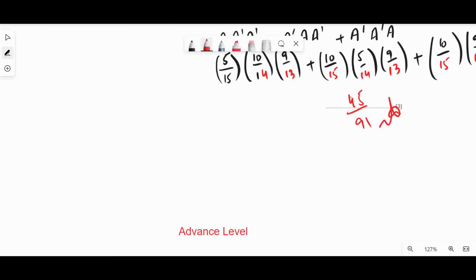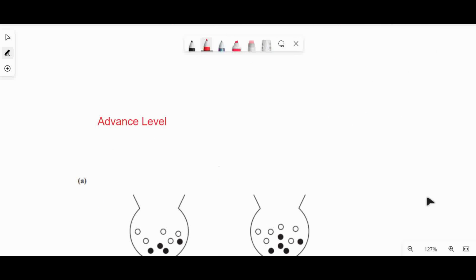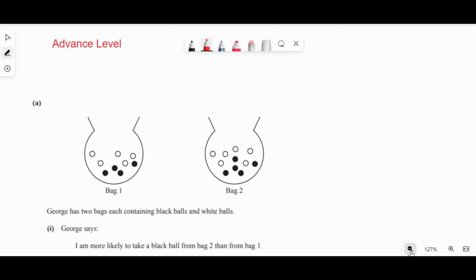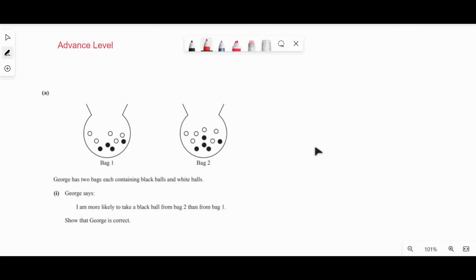Let's move to the next question. That will be from the advanced level questions. So this will be the first question from the advanced level.